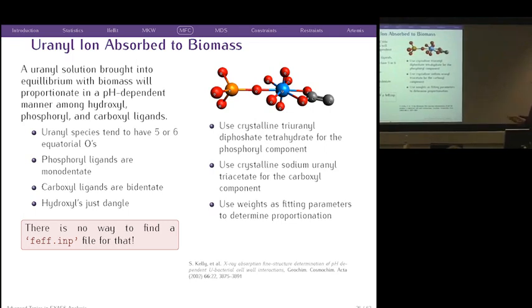Uranyls always have 5 or 6 equatorial oxygens. We know that the phosphoryl ligand is monodentate, and we know that the carboxyl ligand is bidentate. Obviously there's no Pfeff input file for that. As I said yesterday, we use this crystalline material to model this portion of the scattering. We use this crystalline material to model this portion of the scattering, and we weight them appropriately.